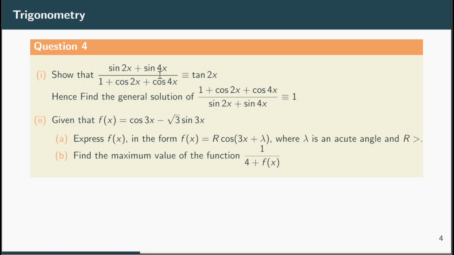And notice that this expression, that is the left hand side, is the reciprocal of this expression. Reciprocal means that the numerator becomes its denominator and vice versa. So if this is a reciprocal of this, then that means that this result as well is a reciprocal of tan 2x. So I can safely write that 1 divided by tan 2x, which will be this expression, is equal to 1.